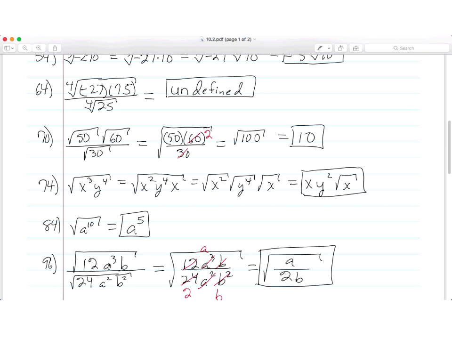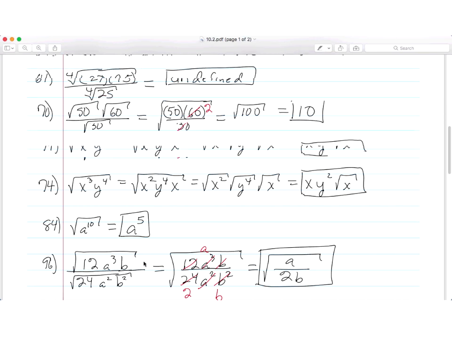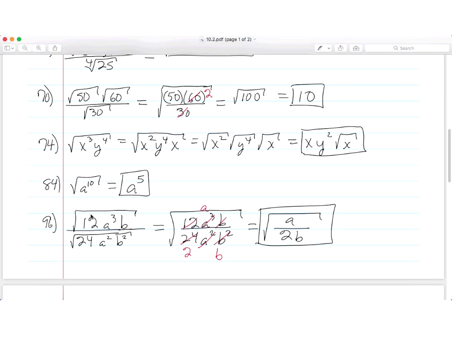The square root of 12 a cubed b over the square root of 24 a squared b squared. This is the same as the square root of 12 a cubed b over 24 a squared b squared. 24 divided by 12 is 2. A cubed divided by a squared is a. B squared divided by b is b. So this is the same as the square root of a over 2b.